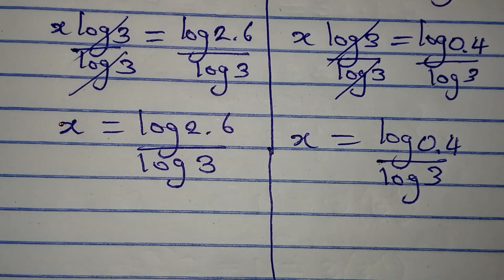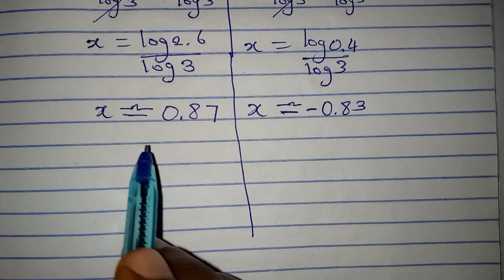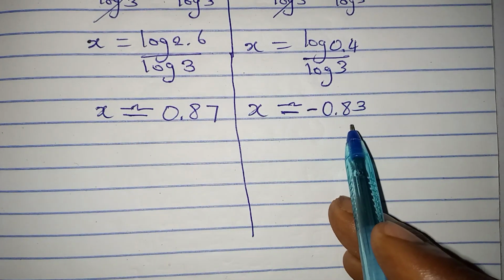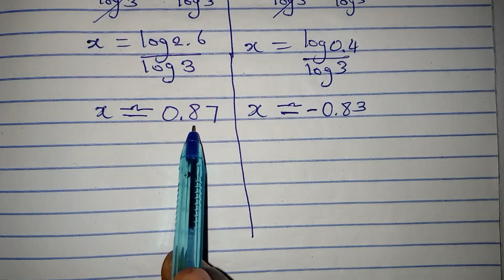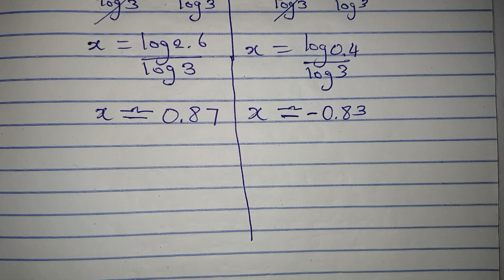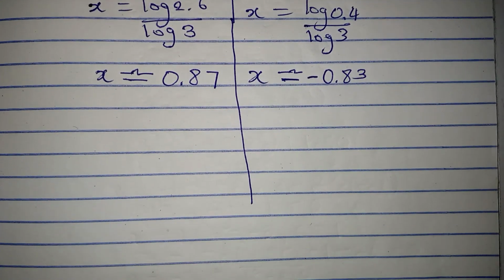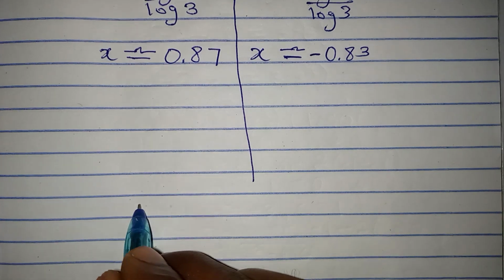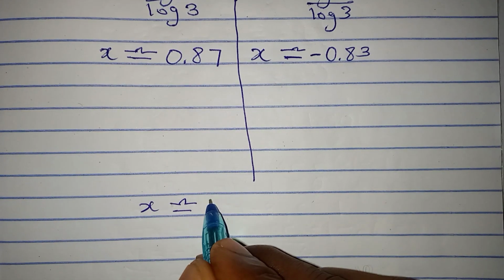Now we are going to punch our calculator to get the value here. These are the approximated values of x, because if you press your calculator from here, you will have this. Press your calculator from here, you will have this. And if you put these two into your original equation, you will have the answer to be correct. So therefore, x is approximately 0.87 or negative 0.83.